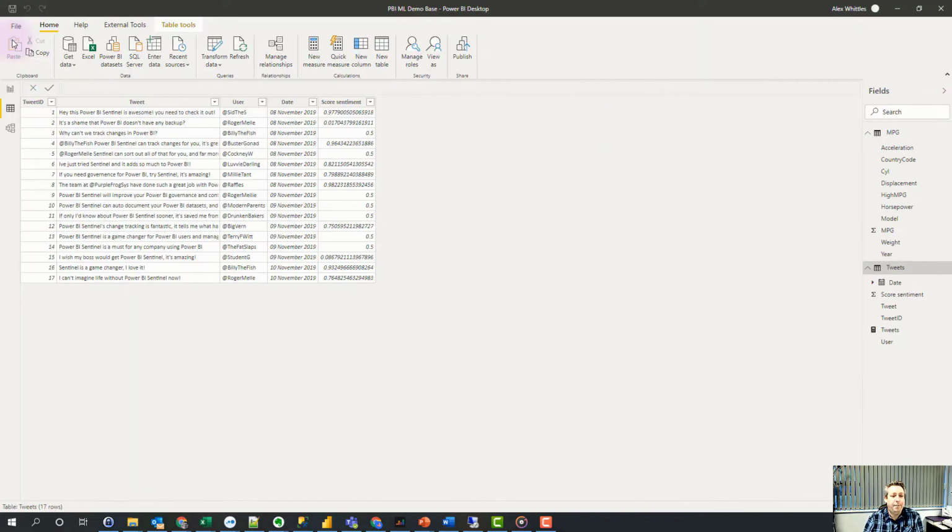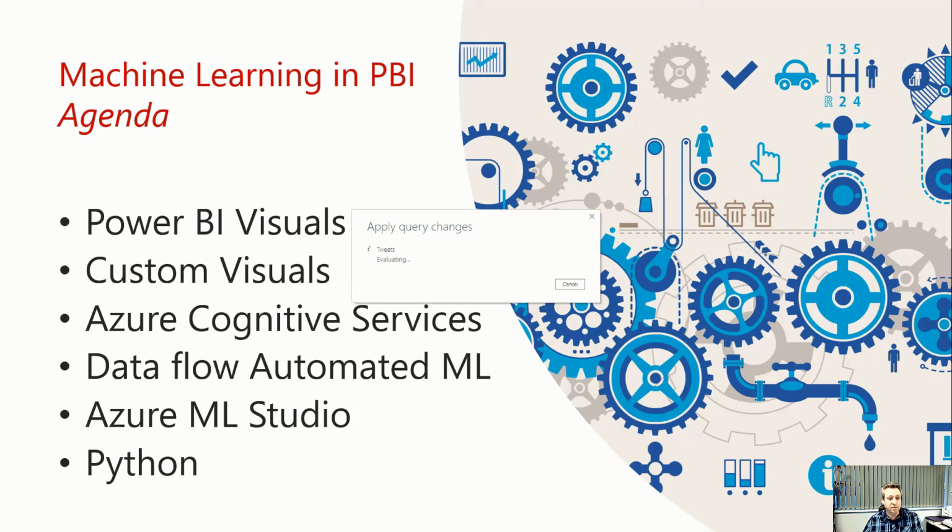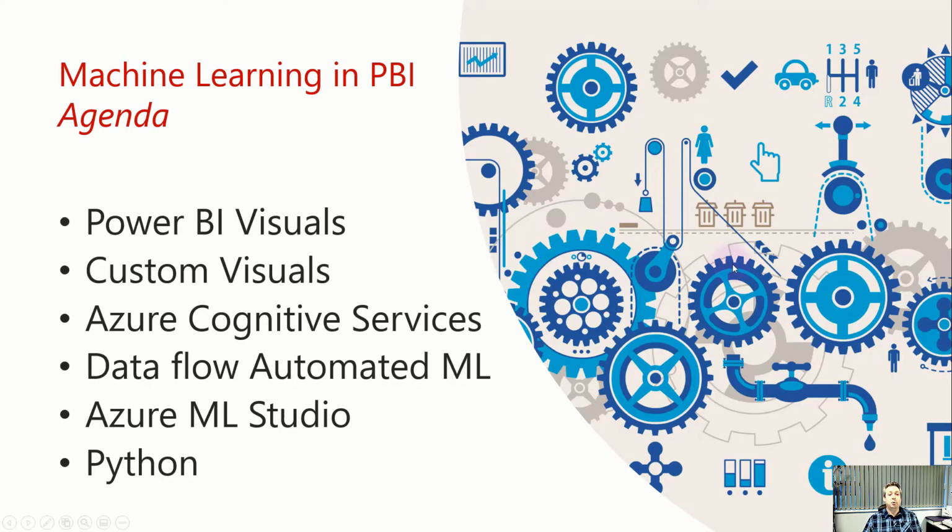Okay, so a quick recap of where we've been so far. We've looked at some built-in Power BI visuals, we've looked at some custom visuals, we've gone through the Azure Cognitive Services, using those either directly through the AI insights in Power BI with Power BI Premium, and we've looked at using Cognitive Services as a separate facility created through your Azure portal to avoid having to have Premium.